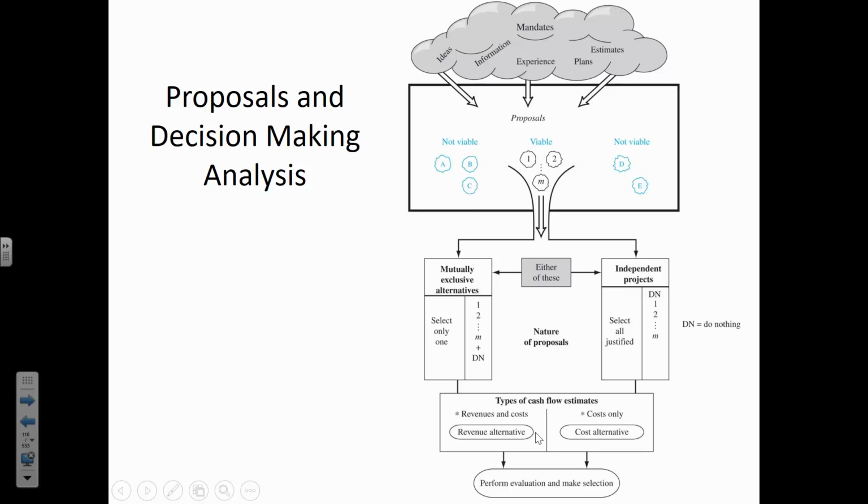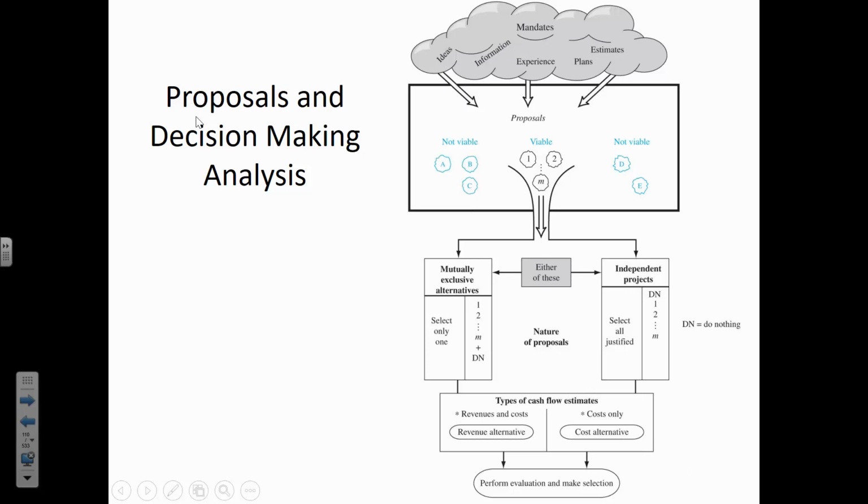And a revenue alternative is one that... a cost alternative is the one that doesn't necessarily generate profit because it's being done for other reasons, like maybe public safety or protecting the environment or providing recreational opportunities. Those are all examples of projects that maybe you do even though they're not generating a profit for a company.